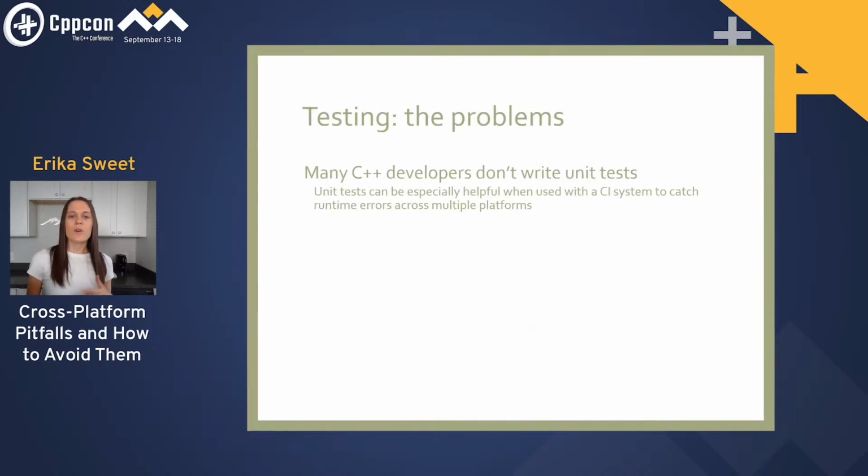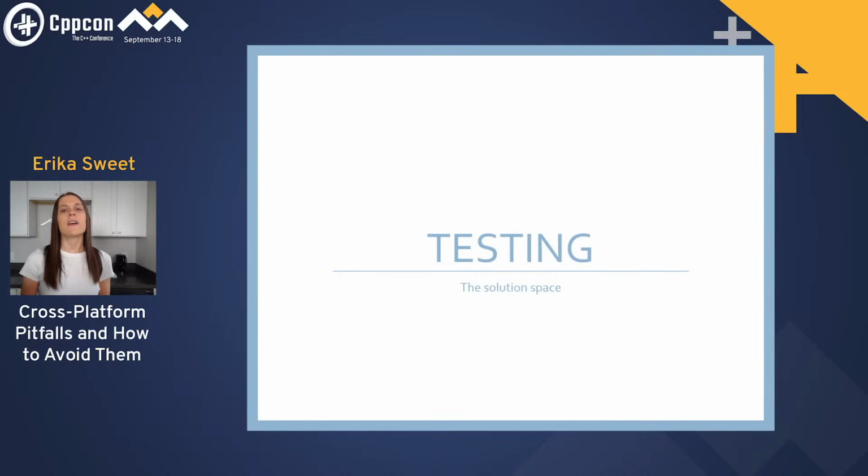All right, so we know that writing unit tests can be difficult, especially if you're working with legacy code. And we also know that they always provide some value, but they can be especially valuable for cross-platform developers because when used in conjunction with a continuous integration system, they can catch runtime errors across multiple platforms. And this partnership is going to be the focus of this section. So what kind of tools are available to help you achieve this?